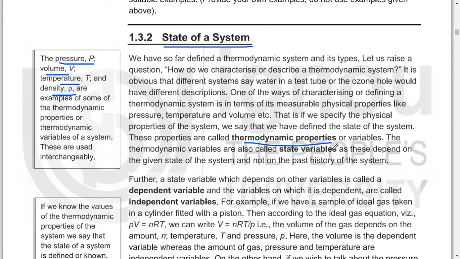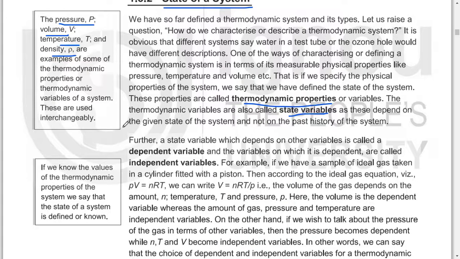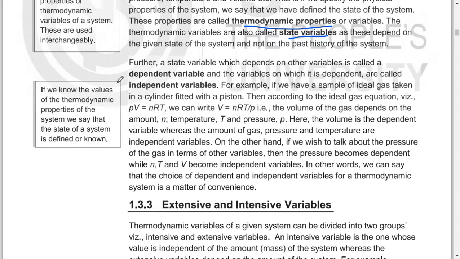The thermodynamic variables are also called state variables as these depend on the given state of the system and not on the past history of the system. Further, a state variable which depends on other variables is called a dependent variable, and the variables on which it depends are called independent variables.